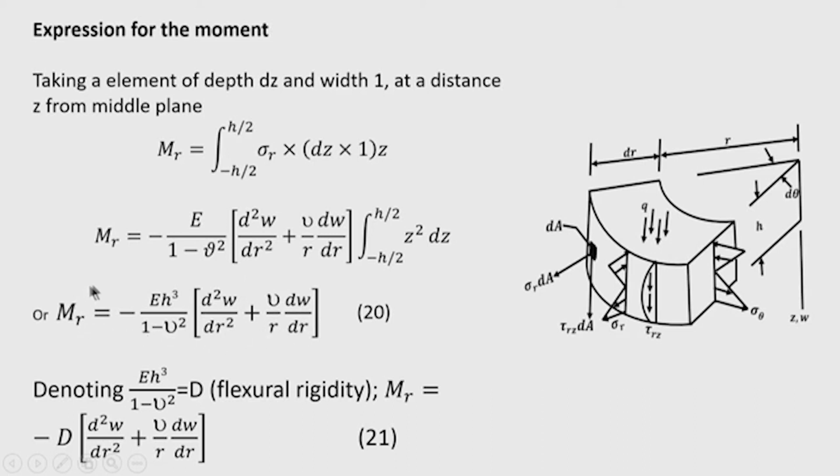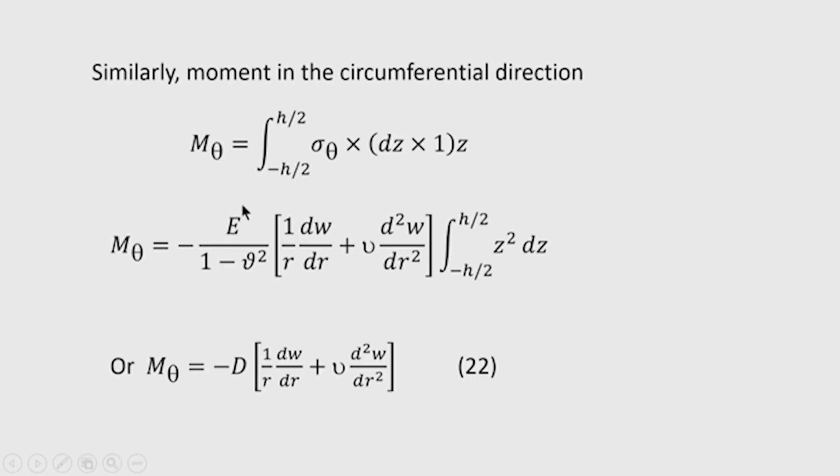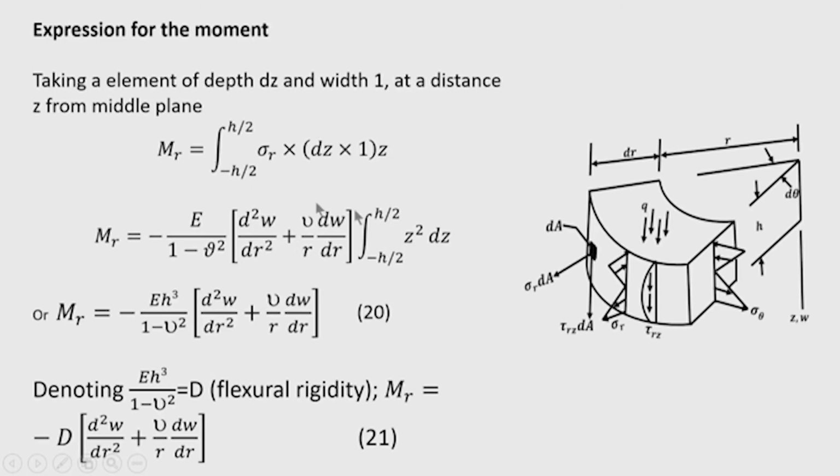So, you can see the constant E h cube divided by 1 minus mu square is the same as the parameter that we found in the case of the rectangular plate. This is called the flexural rigidity of the plate. There is no difference in the flexural rigidity of the plate, because it depends on the thickness of the plate as well as the material properties. Similarly, denoting this E h cube divided by 1 minus mu square with the symbol D, the circumferential moment M theta can be found in the circumferential direction.